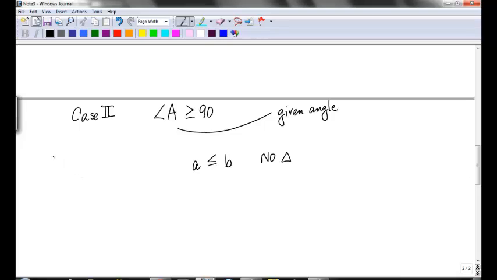The picture would look like this. You're going to end up with angle A greater than or equal to 90 as an example. It would be an obtuse angle for this one. And you'll end up with something like this. And no matter what you do with that side A, it's never going to form a triangle.